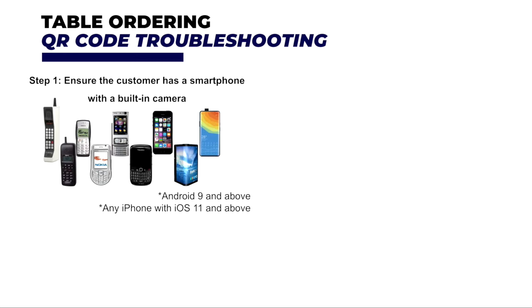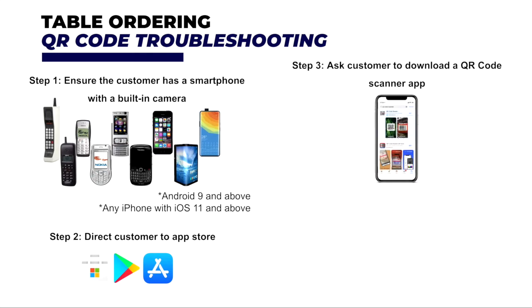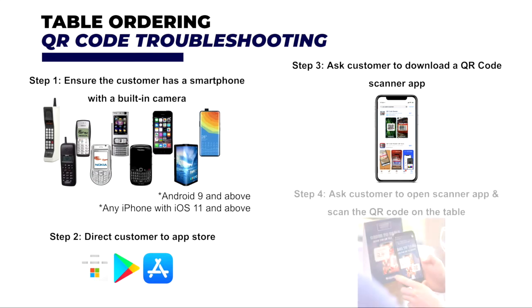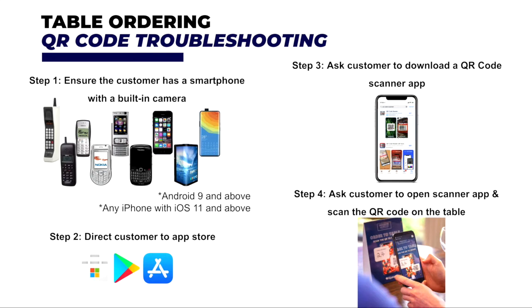However, some customers may have older phones or older operating systems, which will require them to download a QR code scanner app. So step 2 in this case is to direct the customer to the App Store on their phone. Step 3 is to ask the customer to download the QR code scanner app. There will be lots of free options available and just a basic app is required. Step 4 is to ask the customer to open the scanner app and scan the QR code and click the prompt that will redirect them to your menu.